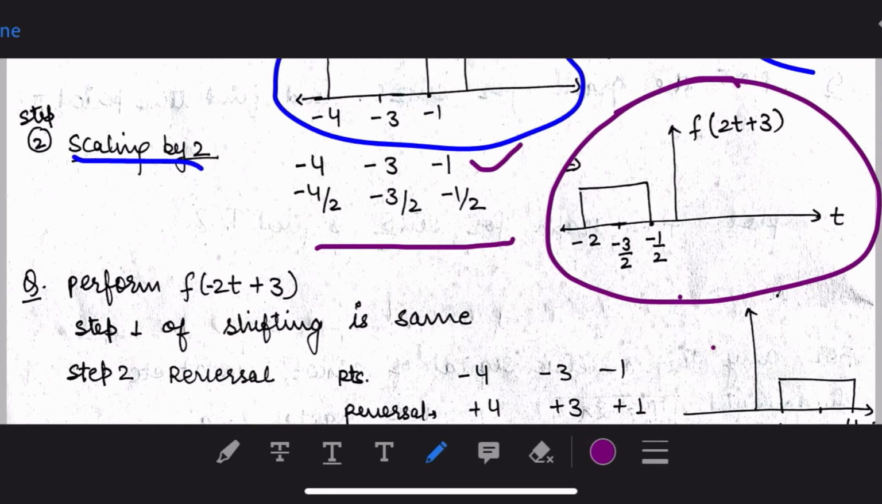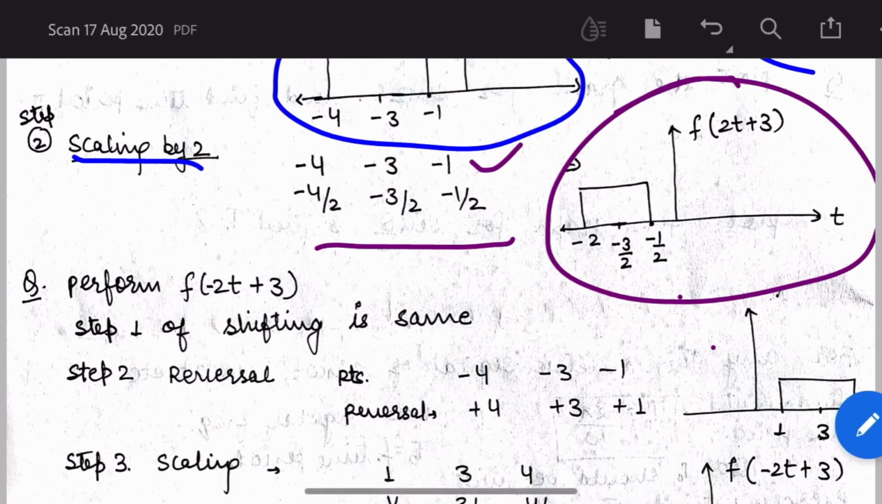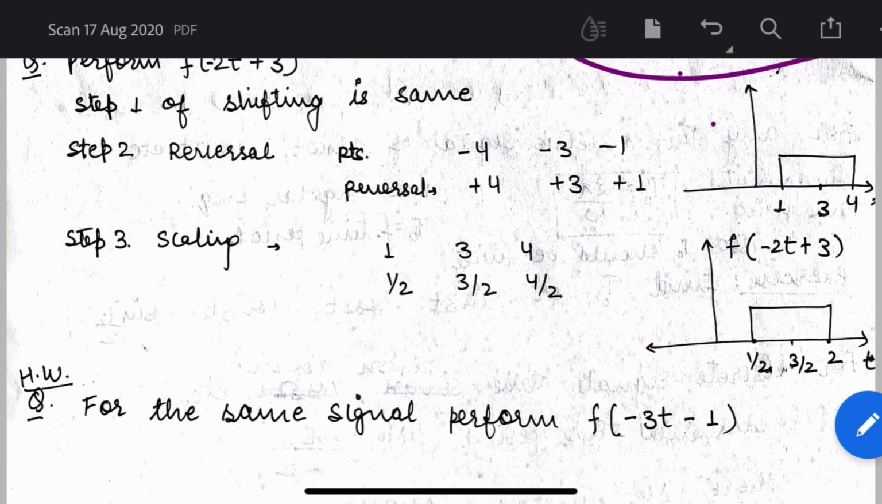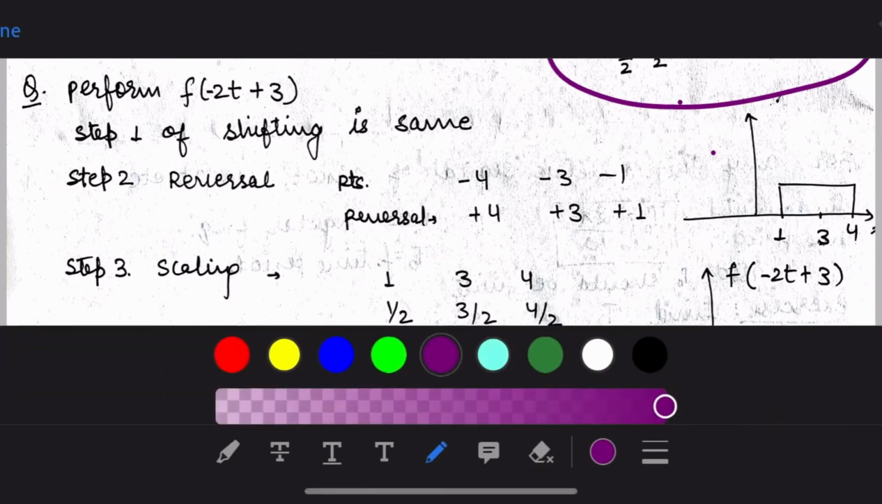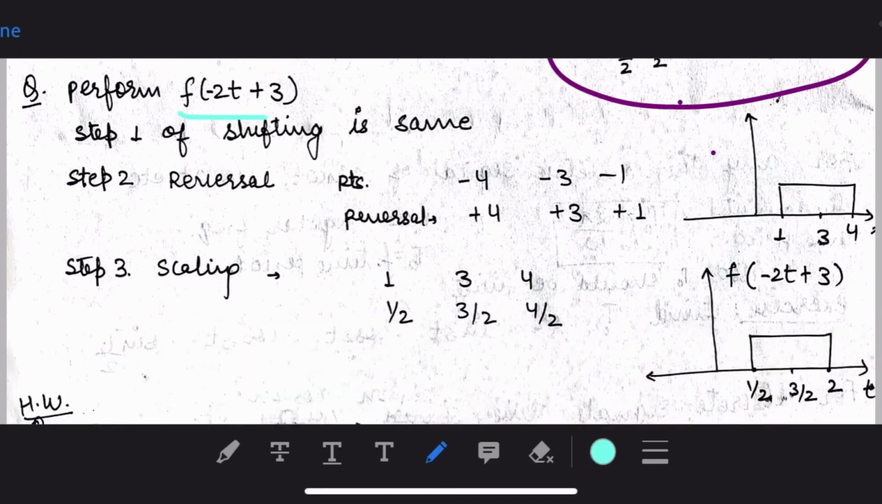Okay. Now let us look at another combination where reversal also comes in. So this is your new question, which includes reversal. This is f(-2t+3). Since it is +3, the shifting case remains the same as before. Step 1, shifting, is the same. So in step 2, what do you have to do? Reversal. After step 1 you get these points -4, -3, -1.